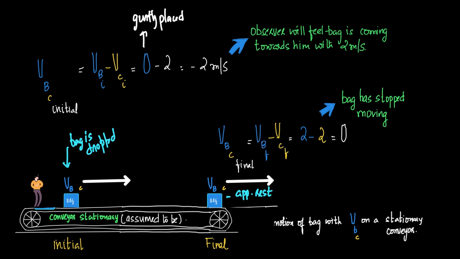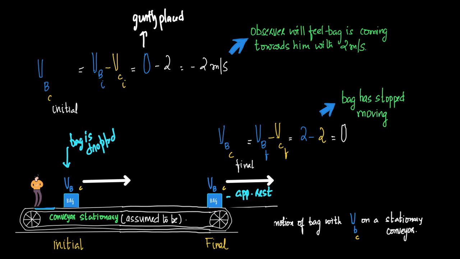Velocity of bag final is 2 meter per second, and velocity of conveyor belt final will also be 2 meter per second. Why? Because it is moving with 2 meter per second constant velocity, and therefore 2 minus 2 is equal to 0. Therefore, velocity of bag with respect to conveyor is 0. What does this mean? It means that the observer will now feel that the moving bag has stopped moving, that is, it has come to rest apparently.